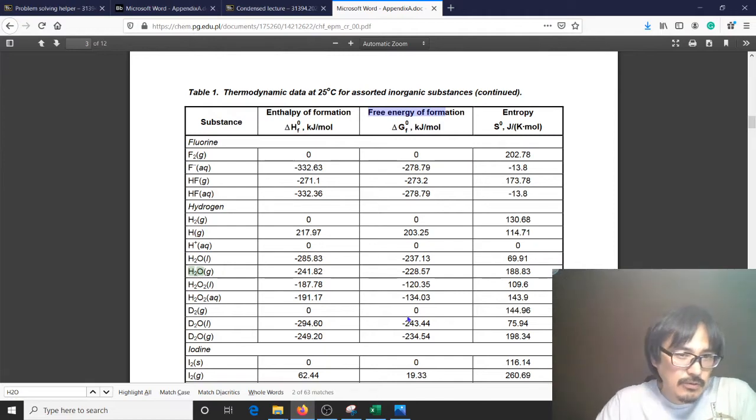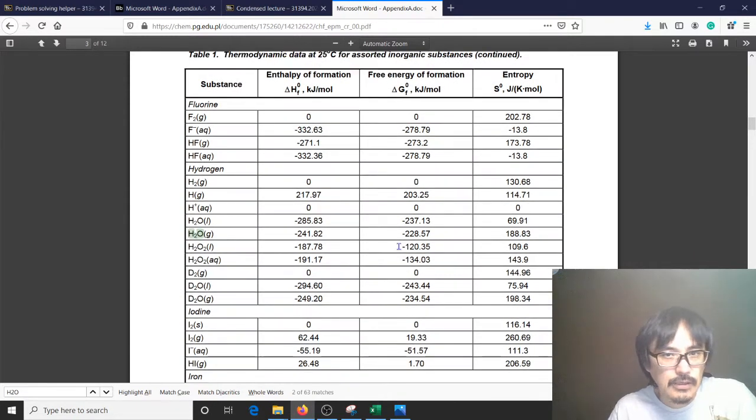At room temperature, all of these data are at room temperature, right? Let me just make sure that it's on the screen. Yep, so this is at room temperature. Liquid water at room temperature has a negative 237. The gas phase water is negative 228.